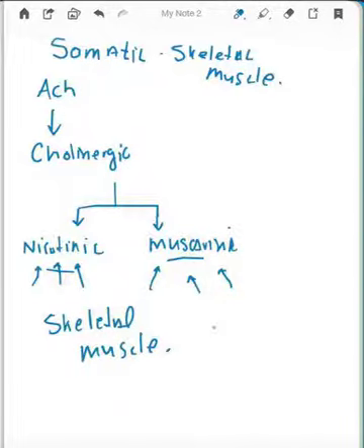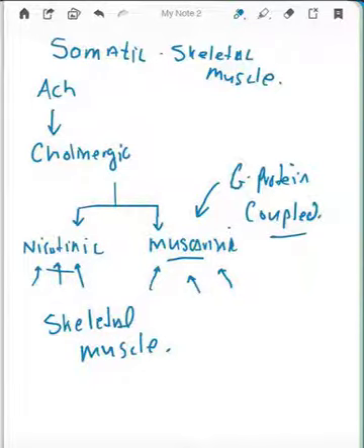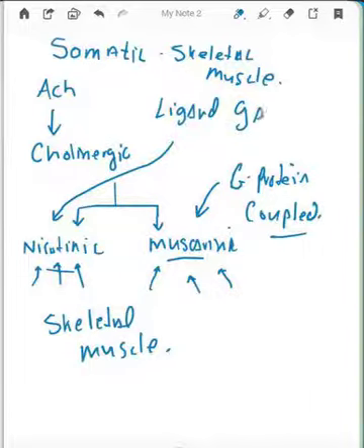And if you remember, the intracellular response of the muscarinic receptor is a G protein coupled response, whereas nicotinic receptors are ionotropic versus the metabotropic muscarinic. And so the nicotinic receptors are ligand-gated ion channels.